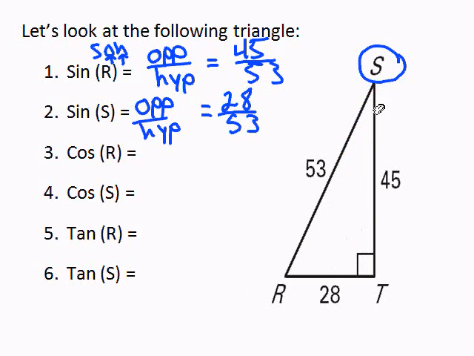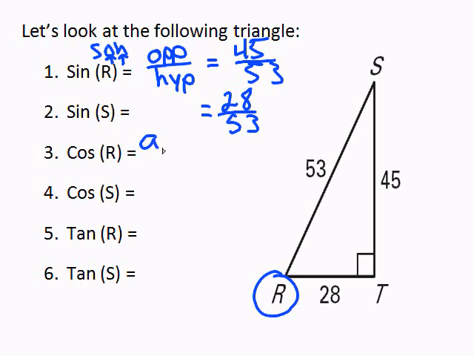Let's find the cosine of angle R. Looking at R, cosine is going to be adjacent over hypotenuse. So what side is adjacent angle R? The side that's adjacent angle R is 28. So it's going to be 28 over the hypotenuse, which is 53.